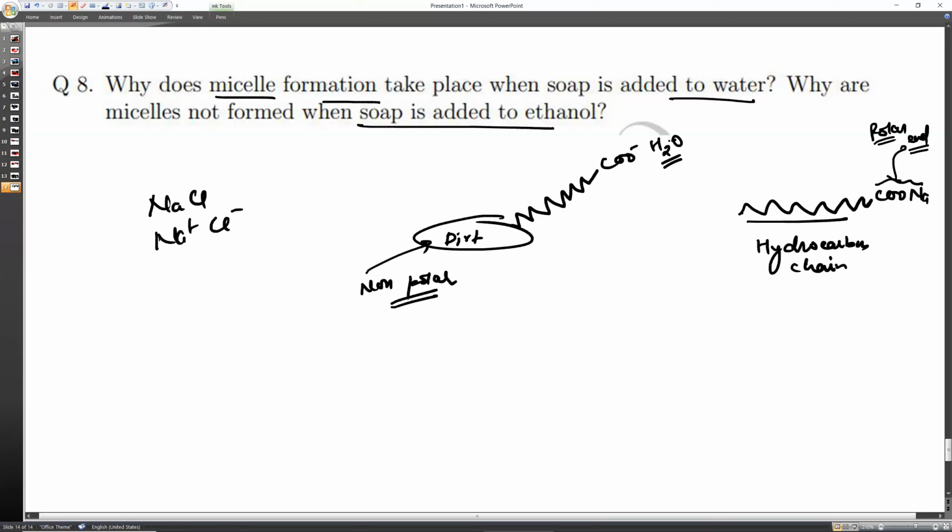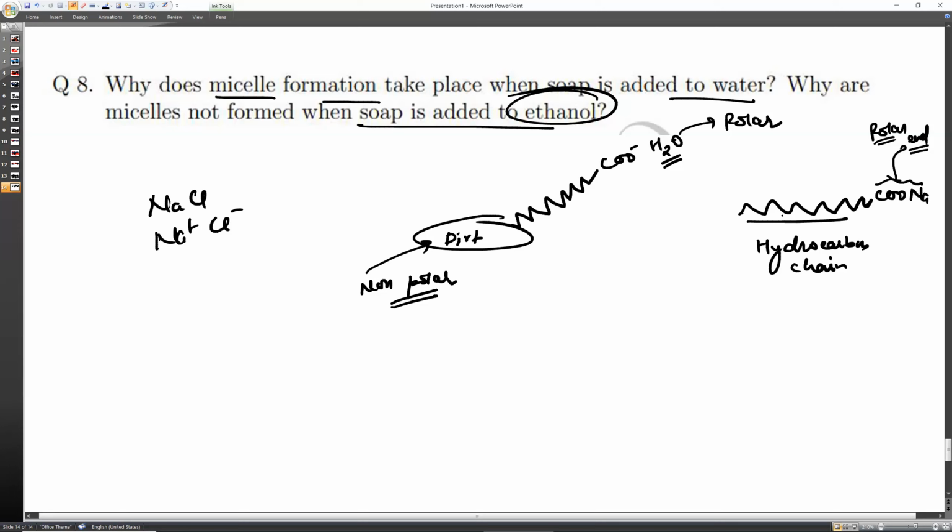Why? Because water is polar in nature. This is polar, but ethanol is not polar. So how will the micelles be formed? Micelles are not possible, no? For the formation of micelles, we need one polar substance and one non-polar substance. We need water as the polar and dirt as the non-polar.